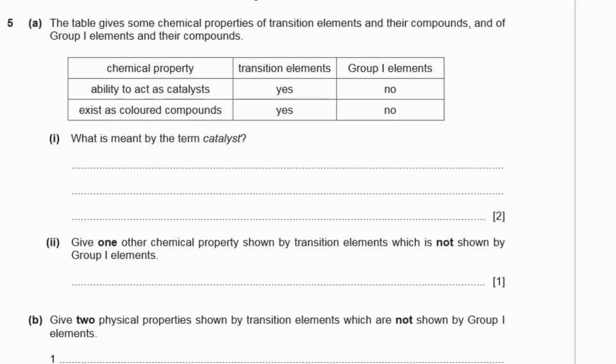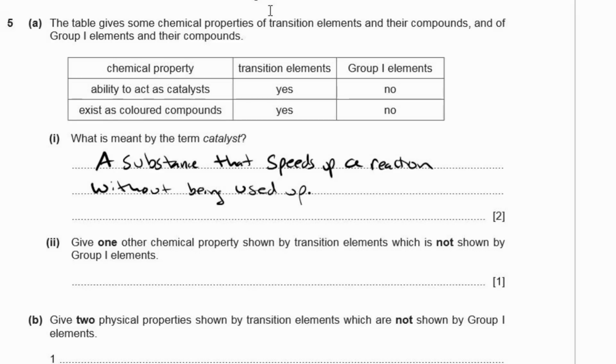So 5a, the table gives some chemical properties of transition elements and their compounds, and of group 1 elements and their compounds. So what is meant by the term catalyst? Because some of these act as catalysts and some of these don't. So a catalyst is a substance that speeds up a reaction without being used up. All right, a substance that speeds up a reaction without being used up.